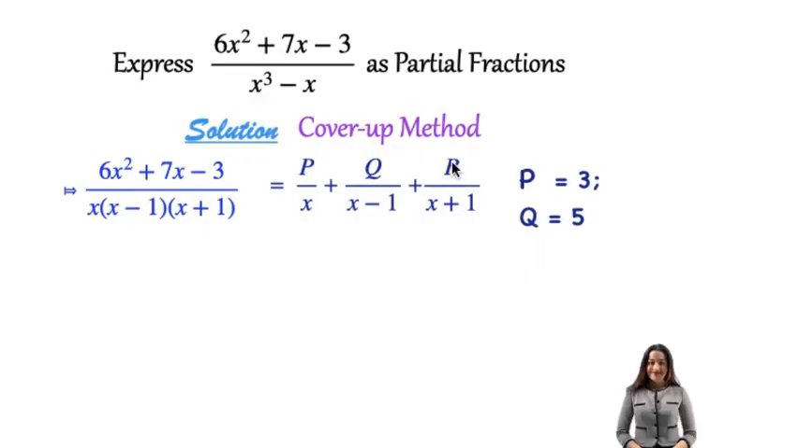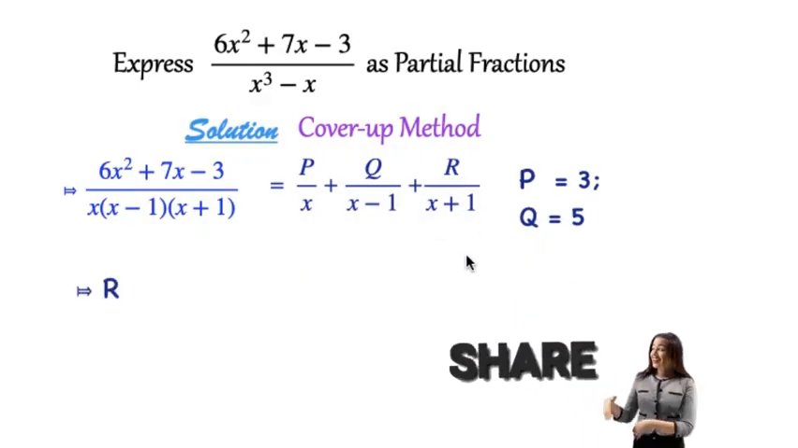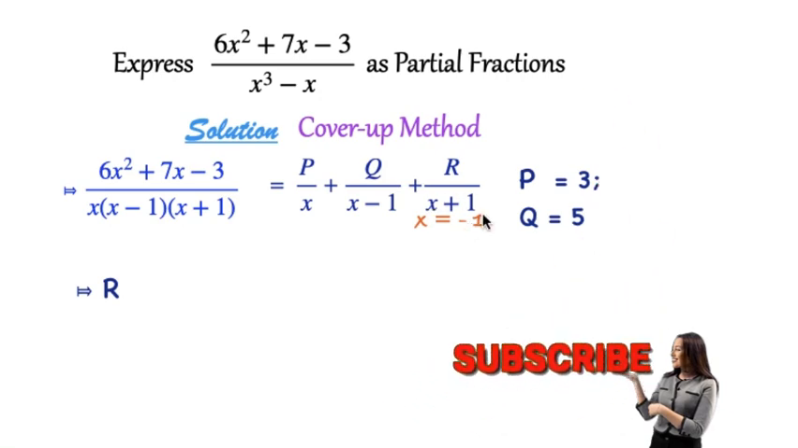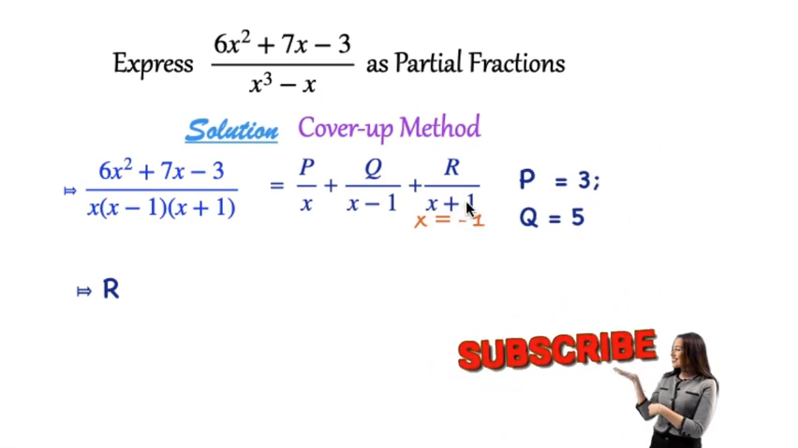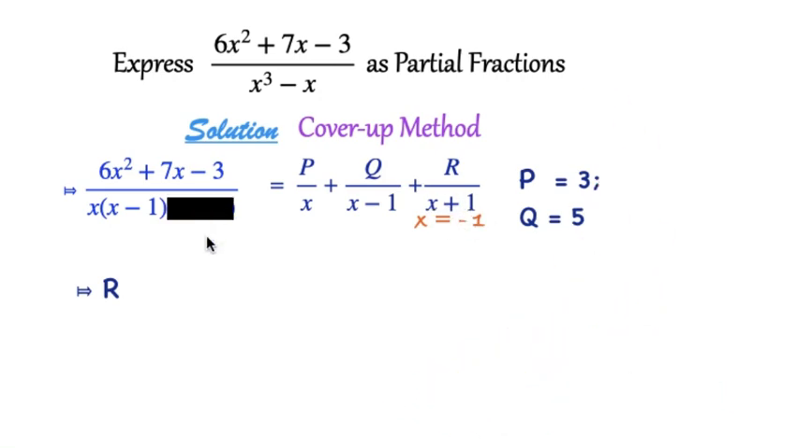To find the value of r, x is equal to minus 1. So we can zero this factor here, and then we cover up x plus 1 in the fraction. Therefore, our r is equal to (6x squared plus 7x minus 3) over x(x minus 1), x is equal to minus 1, substitute.